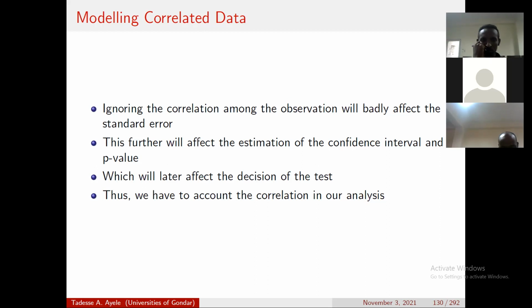Thus we have to account for the correlation in our analysis in order not to make a biased decision.